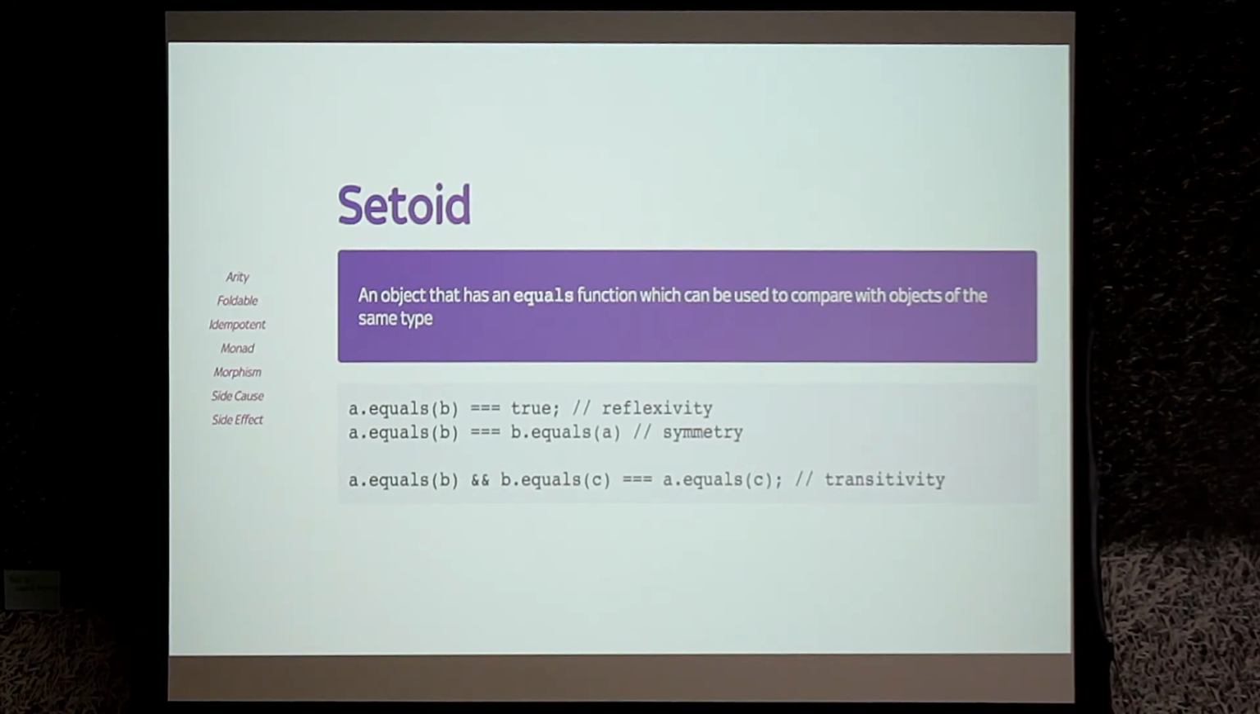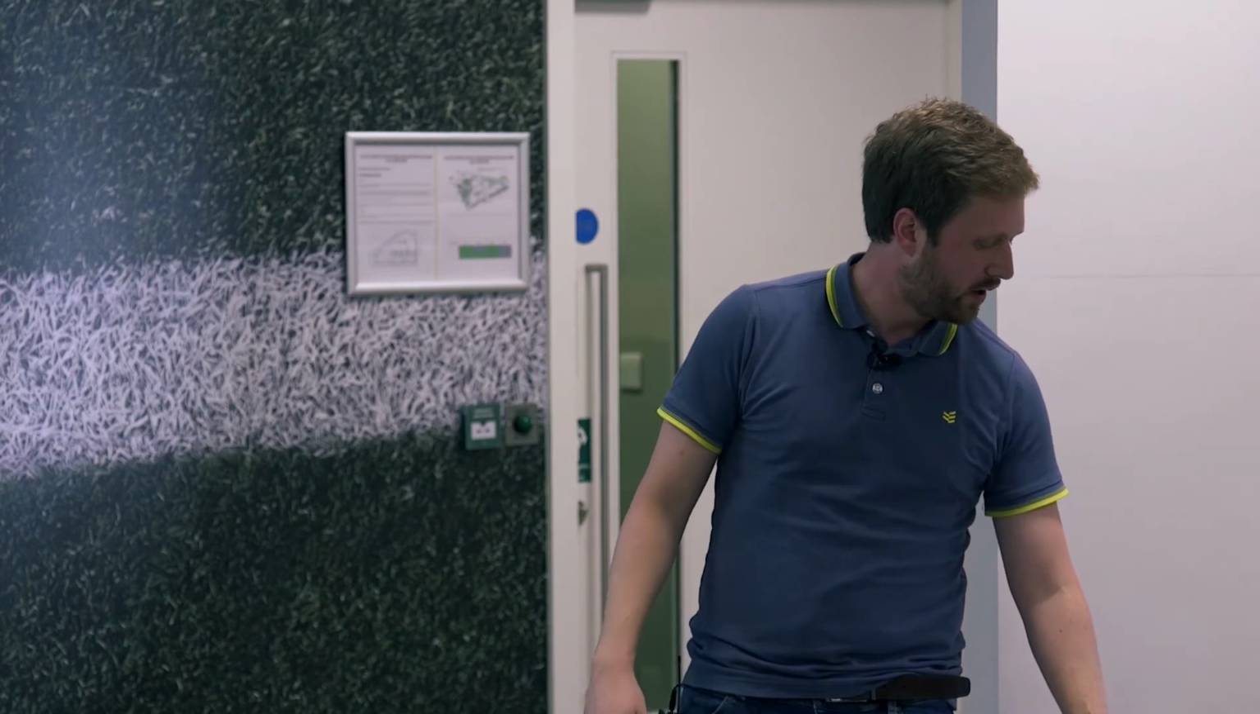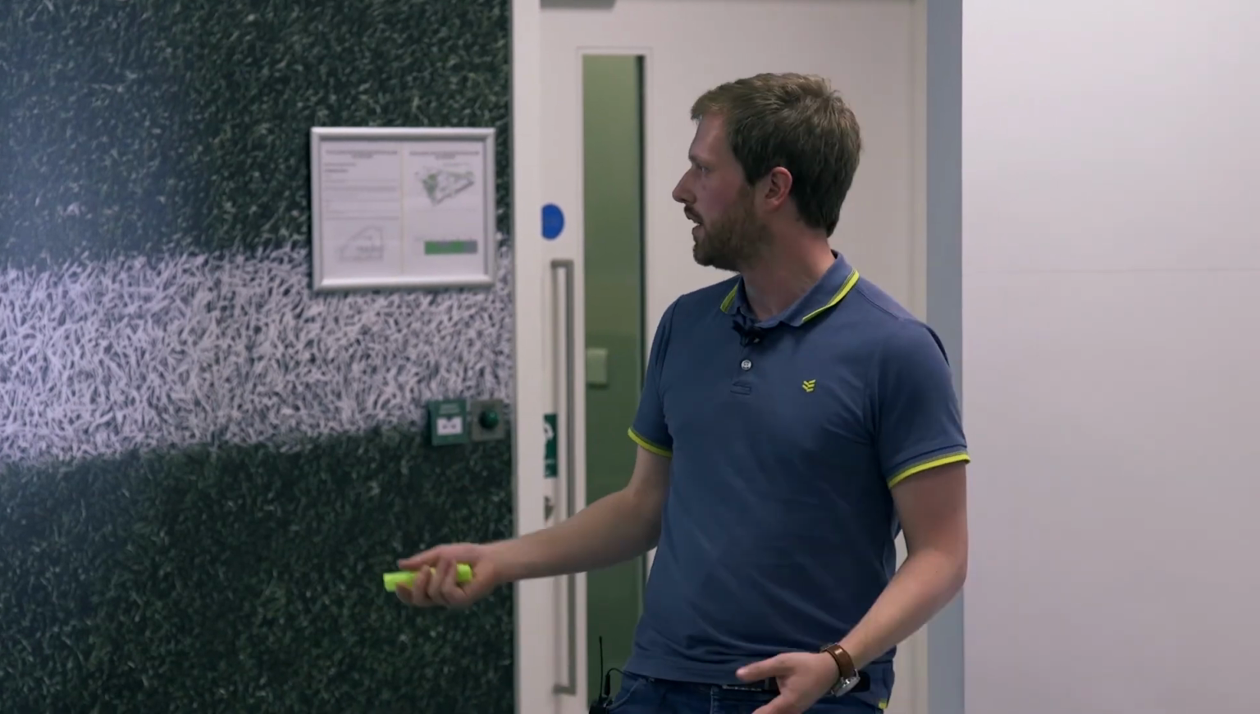A setoid. It's just an algebraic data type that implements equals, and there are some properties around that, like transitivity, that it needs to hold, where if A equals B and B equals C, A equals C.